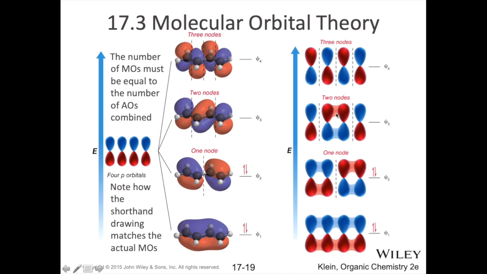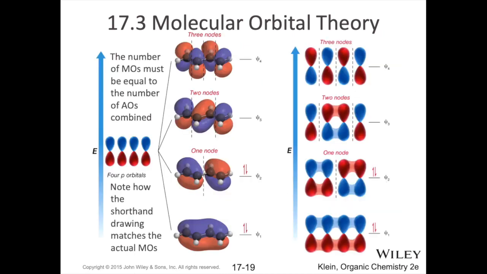For here where we have 2 nodes, we have overlap in the middle, but notice the phase change on the outsides. So that's where we have a node over here and a node over here. Here a node, there a node, everywhere a node. Anyway, moving on.